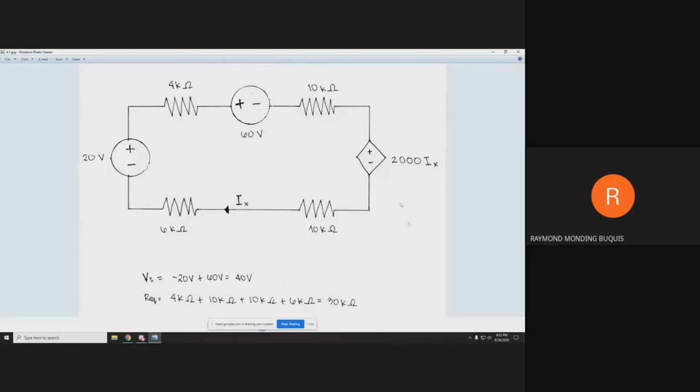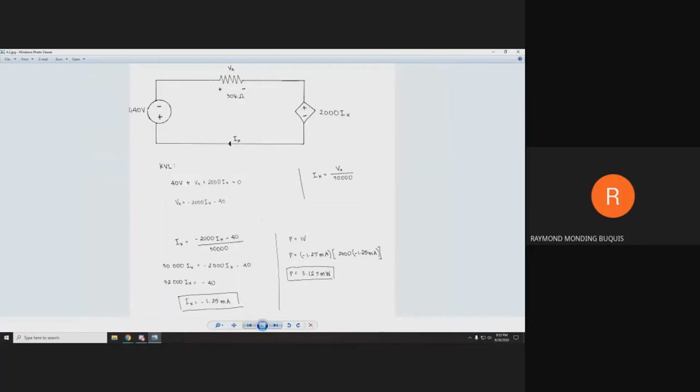So we have here a dependent source. This is a current dependent voltage source. From here, we can redraw a simpler circuit. So this is the simpler circuit. We have 40 volts, 30 kilo ohms, and the dependent source.